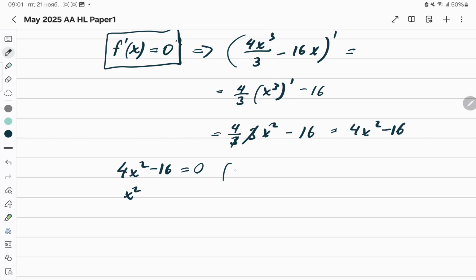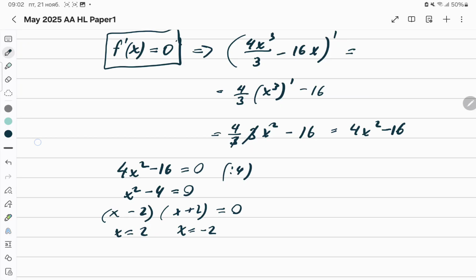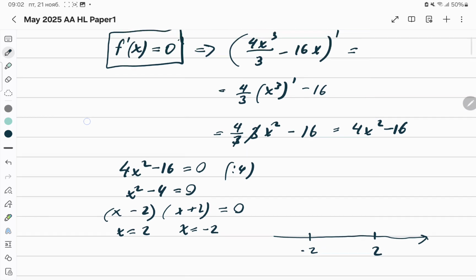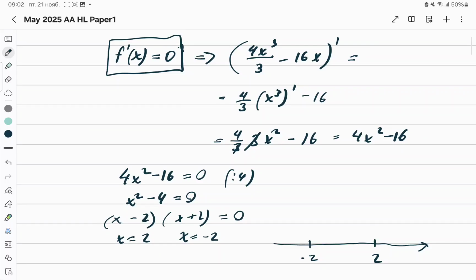We can divide both sides by 4 to simplify. Now, for example, use the difference of squares formula: x will be equal to 2 and x will be equal to negative 2. Now it's time for a sign diagram to understand which point is a minimum and which is a maximum.